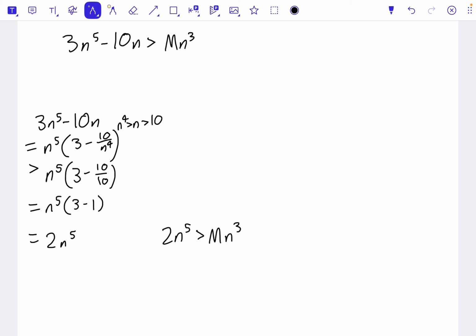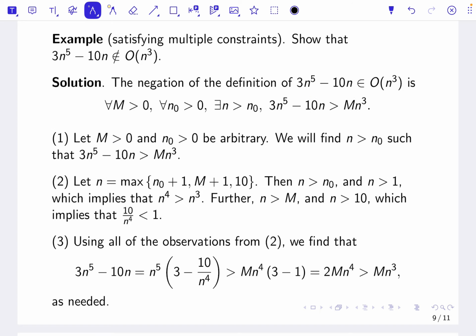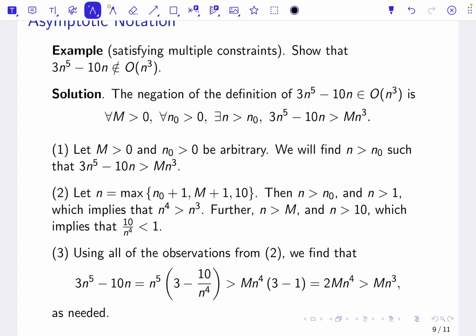Because if we just divided both sides by n cubed, we'd end up with 2n squared is greater than m. Actually, this would totally work. n squared is greater than m over 2, and then n is greater than square root of m over 2. Sure, that works. But it's nothing like the value of n shown in the formal proof on the slides.